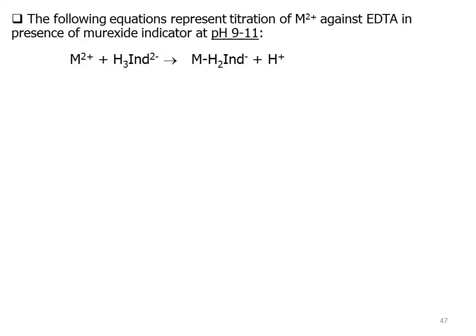So the following equations represent titration of a central metal ion against EDTA in the presence of murexide indicator.